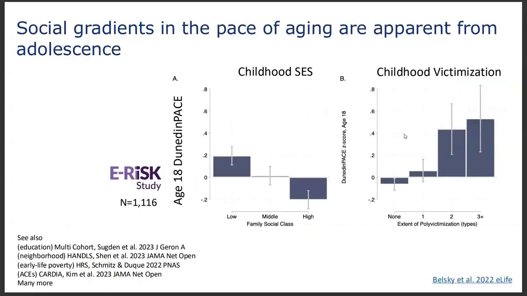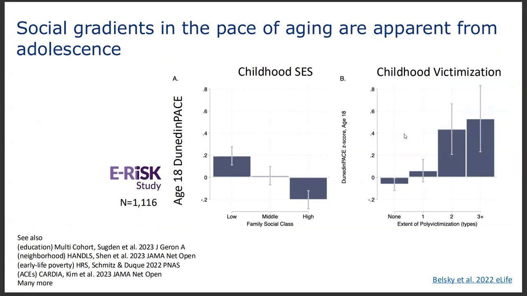This is the childhood SES result. So these are actually 18-year-olds. So we can see social gradients in the pace of aging epigenetic clock in particular. The others are maybe less sensitive in childhood. It's not clear. This is family SES, and these effects can be interpreted sort of on a Cohen's d scale. So these are standard deviation units.